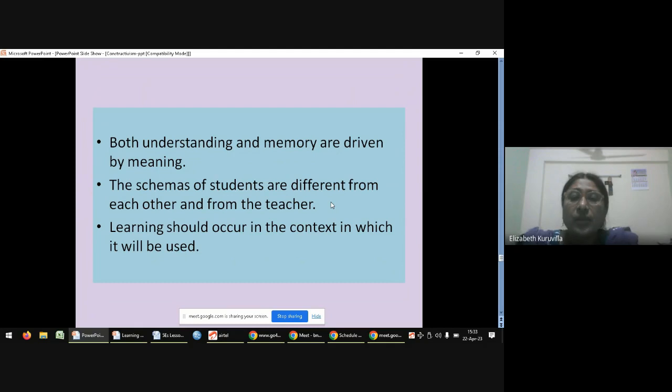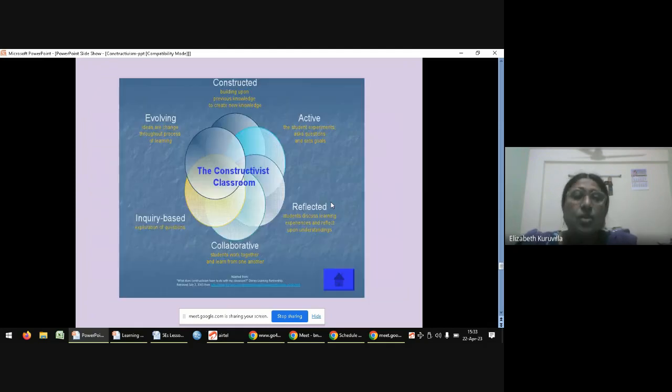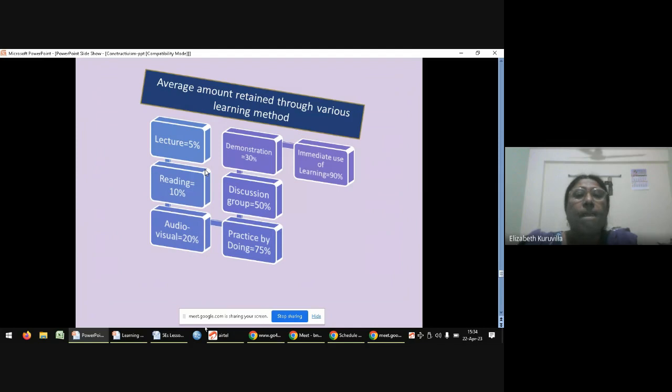Learning should occur in the context in which it will be used. So now you can see the constructivist classroom: constructed, active, reflected, collaborative, inquiry-based, and evolving. These are the features of the constructivist classroom.